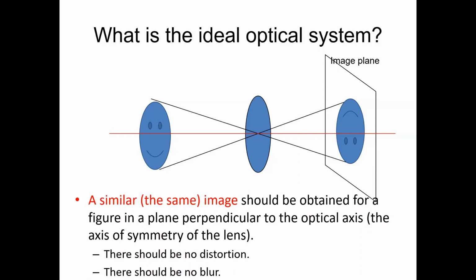If something exists here, and through the lens, through the optics, the scene is projected on the image plane as it is, then it's the ideal system. It looks very simple and easy, but it's really difficult, mainly because of distortion. A lens cannot work ideally like this, so there is always some distortion.